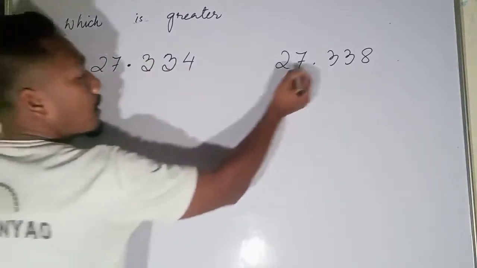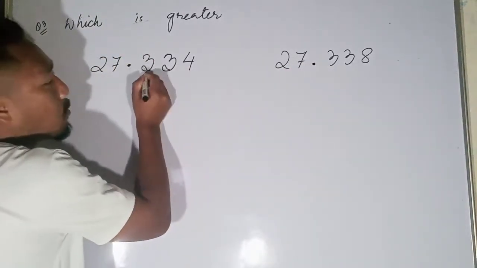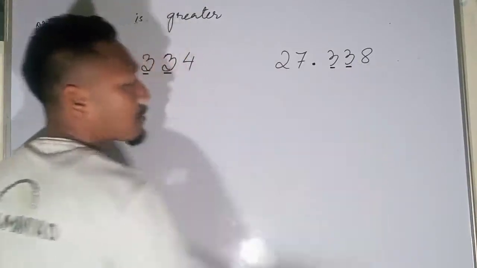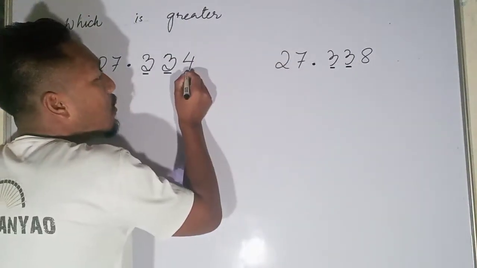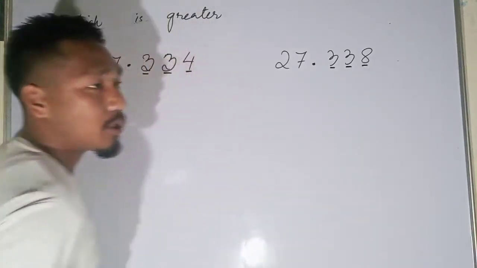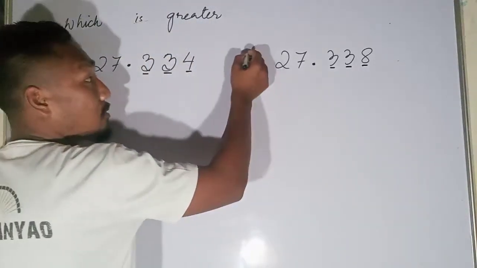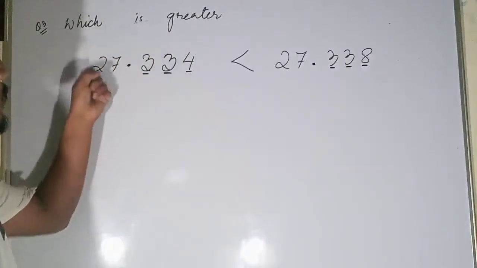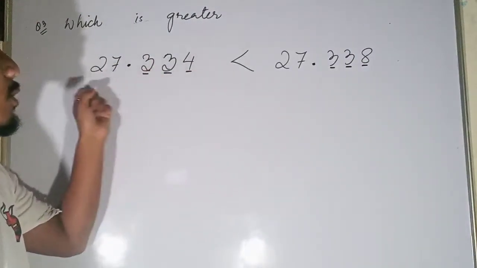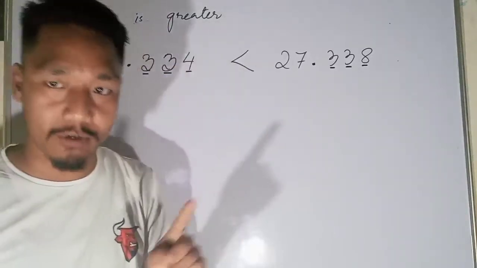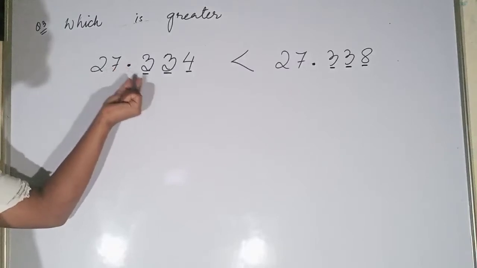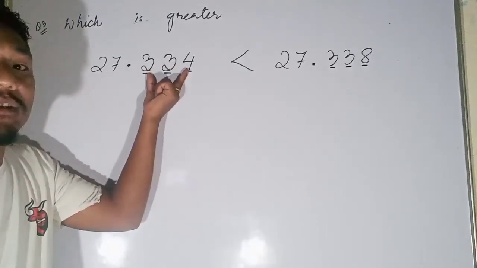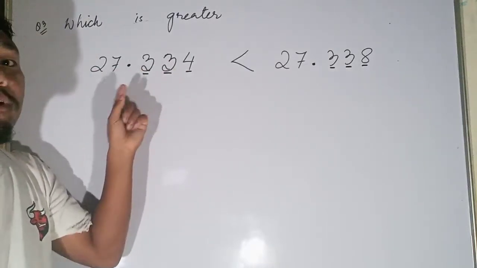27 point. Next we compare the next 3 digits. They are the same again, then again we compare the next number, 3 and 3, the same. Next we compare 4 and 8. Which one is greater? Out of 4 and 8, 8 is greater. That means 27.338 is greater than 27.334. You are not going to read that as 27.334 with a three hundred thirty-four. We can say 27, but we cannot read the decimal part as 334. We read point, and then we read every digit.